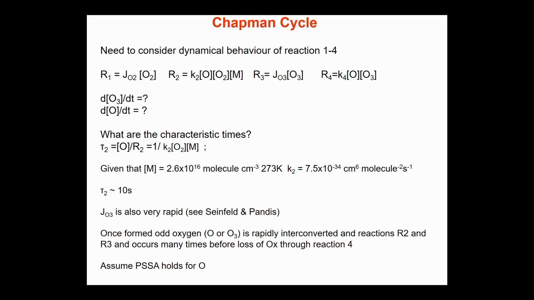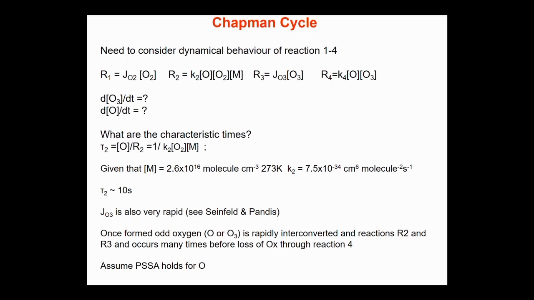So the time scale of reaction two, with respect to oxygen atoms, is equal to that over the rate, and they cancel. Okay? So it's 1 over K2 times O2 times M.